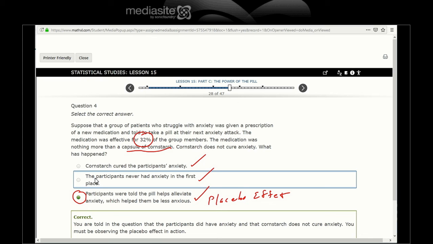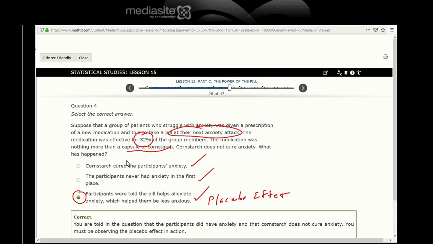I think, therefore, I will. Power of suggestion. They were told they were going to be given a pill that will help their anxiety. Which is another reason for having blind, double-blind studies.